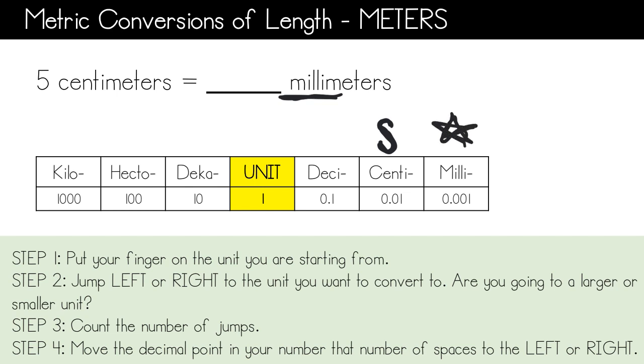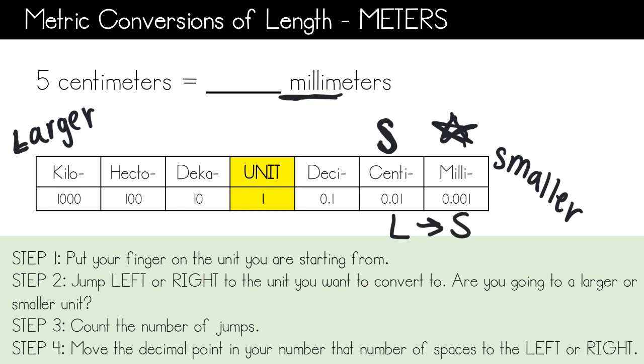Are you going to a bigger unit or a smaller unit? So ask yourselves, from centimeters to millimeters. It also might help you to say larger units and smaller units. Now, we are going from a larger unit of centimeters to a smaller unit. So if we are going from a larger unit to a smaller unit, that means that we are going to multiply.